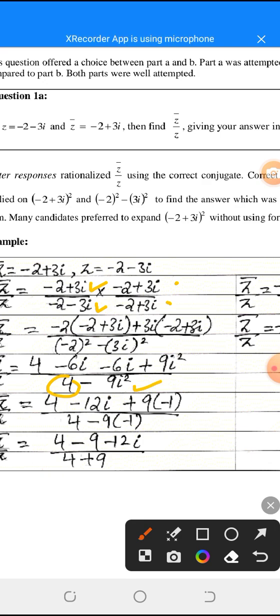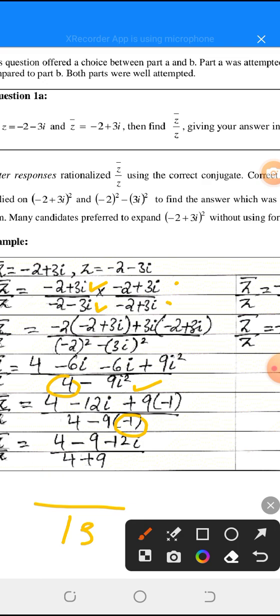Okay, now I'm just focusing on the denominator right now. So 4 minus 9 iota square, where iota square equals -1. So 4 minus 9, and just put the value of iota square. So minus minus is plus. So 4 + 9, which will give you 13. So the final denominator is 13.